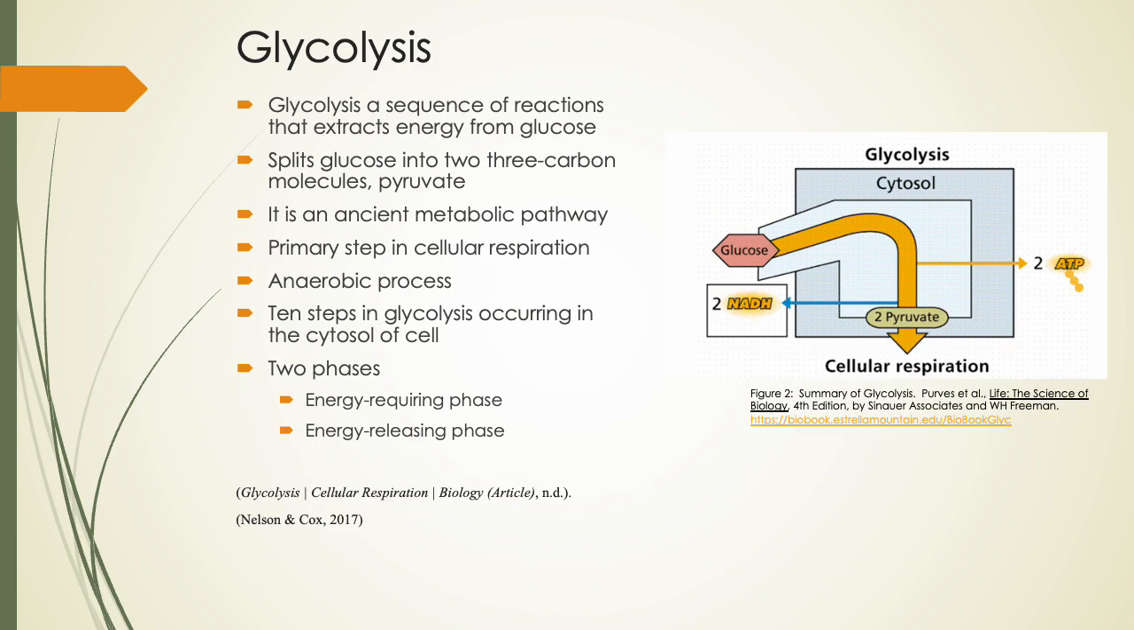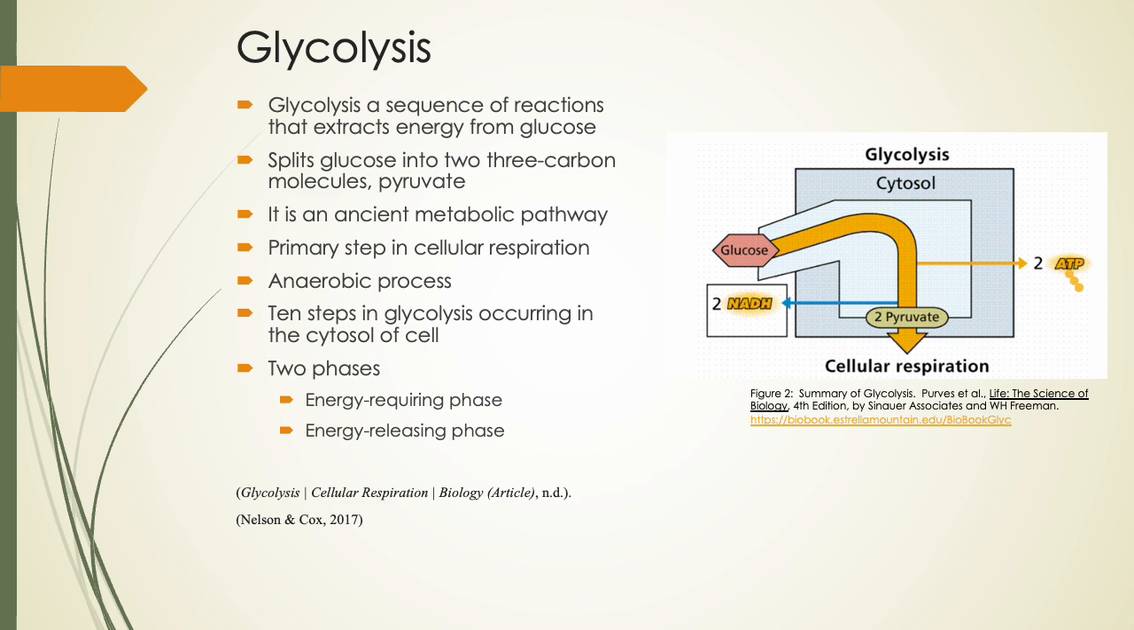Glycolysis is a sequence of reactions that extract energy from glucose. It splits glucose into two 3-carbon molecules known as pyruvates. It is an ancient metabolic pathway that evolved many years ago and is done by most living organisms of today. Fermentation is a term used to describe the anaerobic breakdown of glucose or other organic nutrients to gain ATP energy.